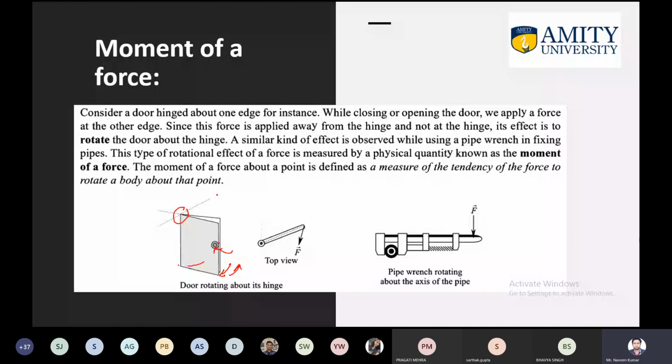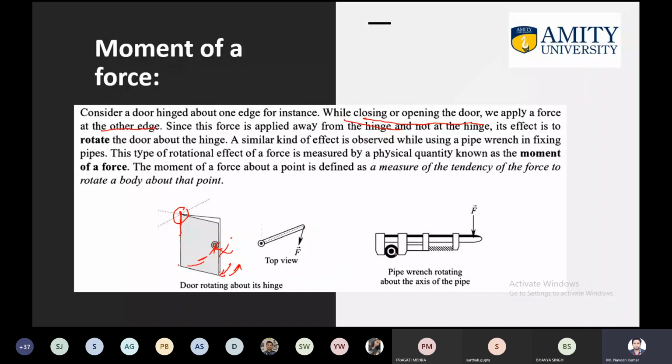While closing or opening the door, we apply a force at the other edge. Here we are applying the force at this edge, since this force is away from the hinge. It is applied away from the hinge, not at the hinge, so its effect is to rotate the door about the hinge. You can see another example also: this is a pipe wrench rotating about the pipe axis.